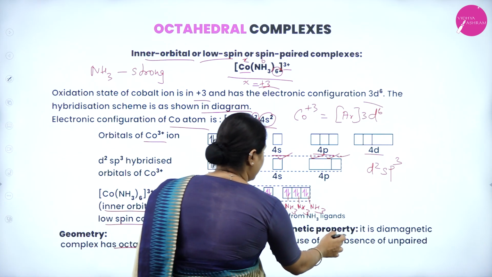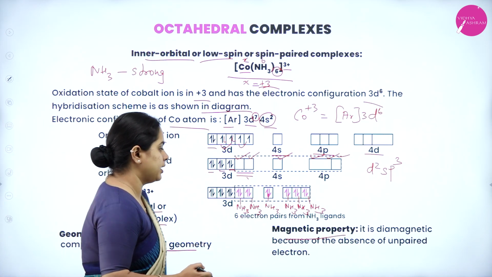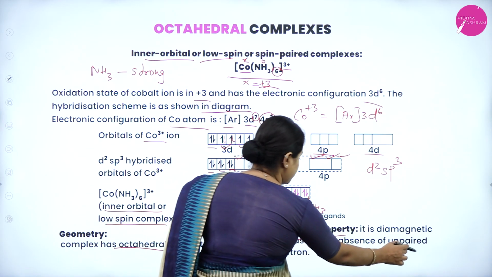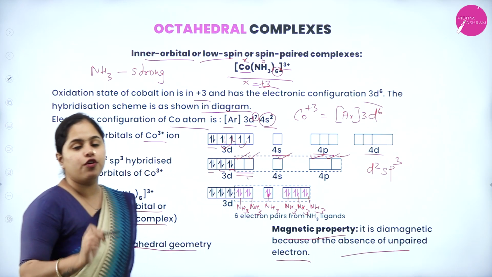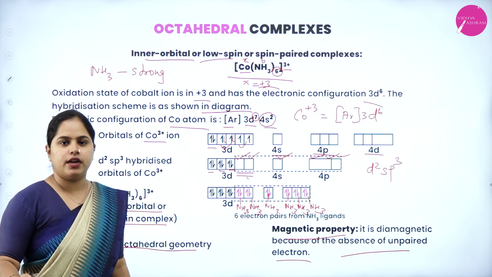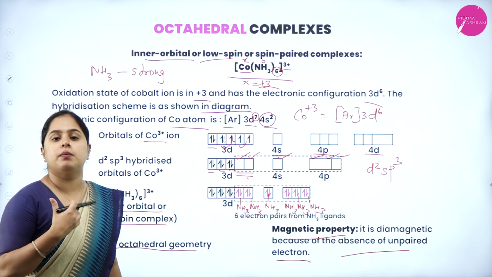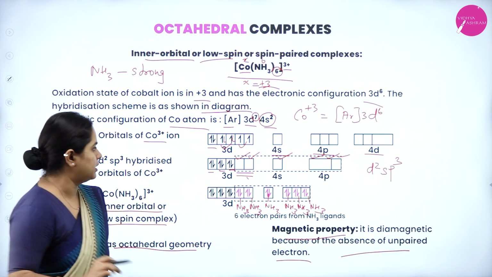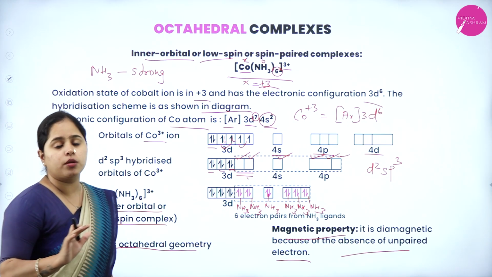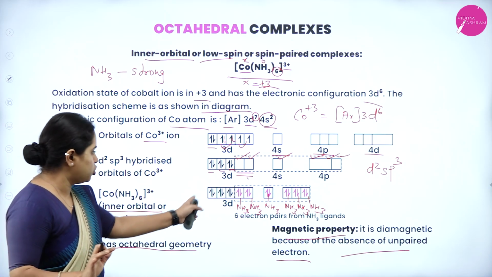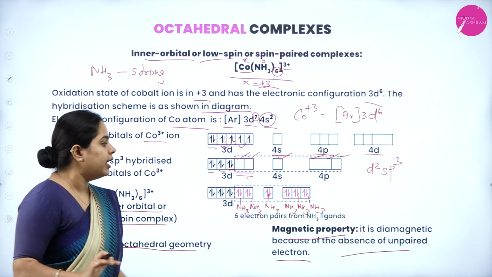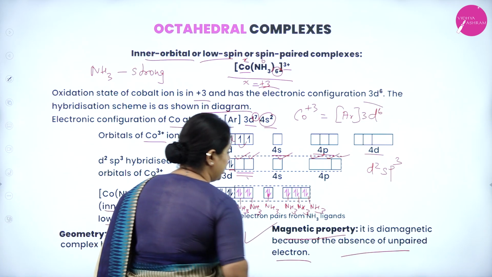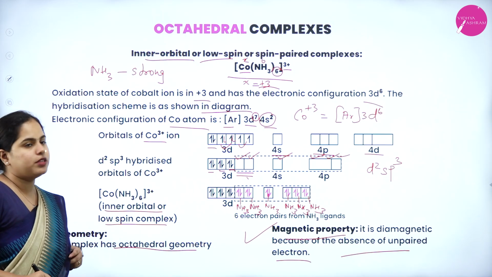Now, regarding the magnetic property, it is diamagnetic because of the absence of unpaired electrons. If all the electrons are paired, then the magnetic property will be diamagnetic. If at least one electron is unpaired, it will be paramagnetic. As you can see here, in all the orbitals, electrons are paired. 2 electrons are present in each orbital, hence the magnetic property is diamagnetic. Okay, I hope this example is clear.